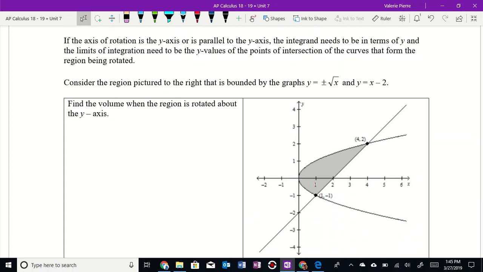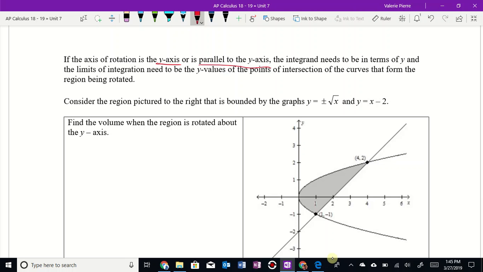Okay, so now we're going to look at a similar problem where the axis of symmetry is now the y-axis and not the x-axis. So if the axis of symmetry is the y-axis or is parallel to the y-axis, so if a function looks like x equals some number, then the integrand needs to be in terms of y and the limits of integration need to be y values from the points of intersection.